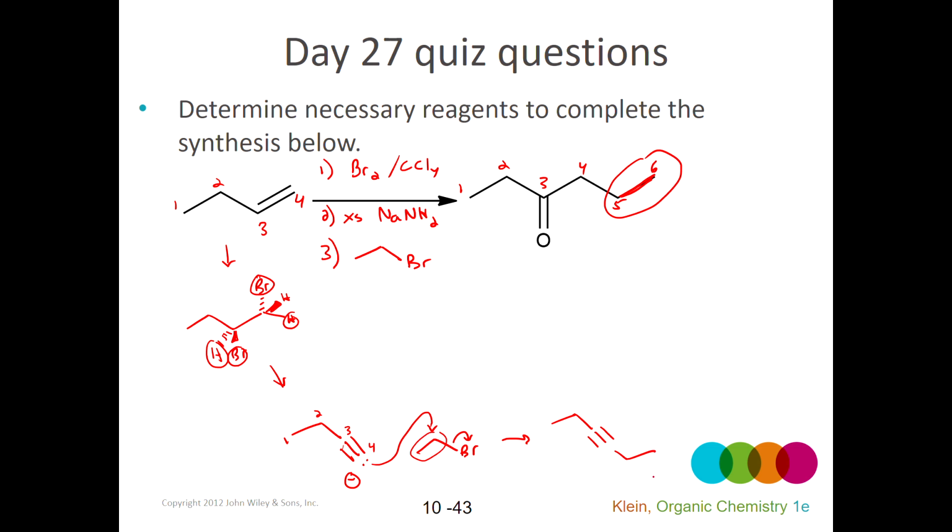I have a 6 carbon molecule with an internal alkyne. Now I see it's symmetrical. I have an ethyl group on either side of the alkyne. So whichever of these 2 carbons becomes the CO double bond, doesn't really matter which.